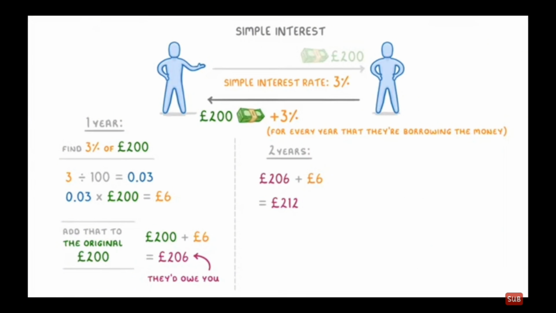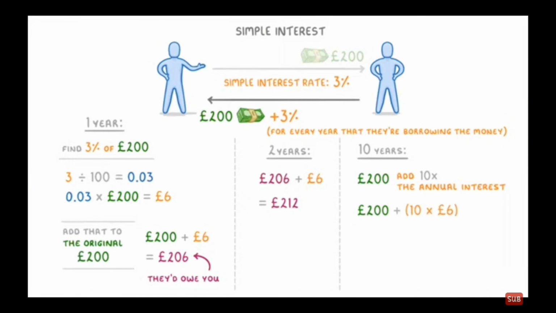This technique is pretty good if you just have very low numbers, so 1 year, 2 years, 3 years, and so on. But if they ask for a much longer period, like 10 years, then we might need to use a slightly different technique. For this, we could still take the original £200, but this time we'd need to add 10 times the annual interest, because they're borrowing it for 10 years. So £200 plus 10 times £6, because it's going to be an extra £6 of interest each year. So that gives us £200 plus £60, or £260 in total.